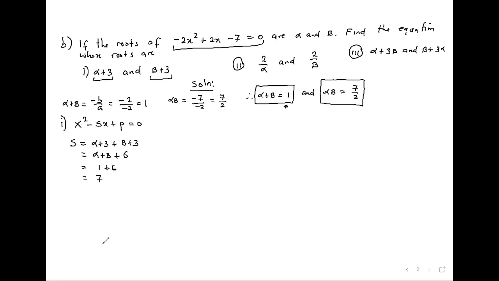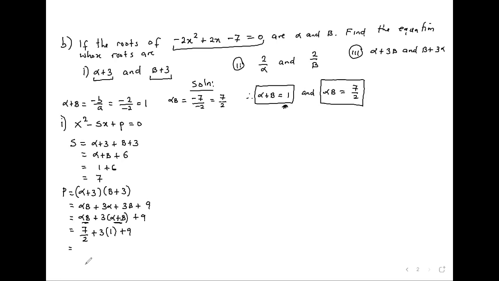Then you find p. p is the product of the roots given. So alpha multiplied by beta plus 3. Alpha times beta, plus alpha times 3, 3 alpha. 3 times beta, 3 beta, 3 times 3. Then you get alpha beta plus 3 alpha plus 3 beta plus 9. Then alpha beta is 7 over 2 plus 3. What is alpha plus beta? It is 1. We found it here. So you put 1 plus 9.